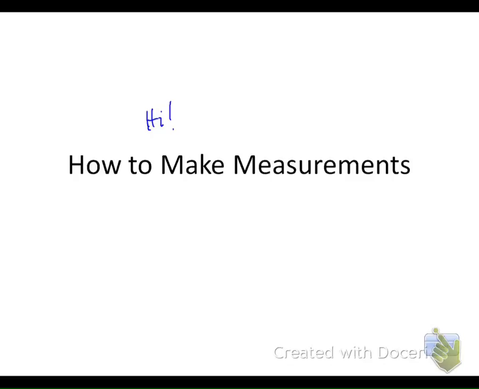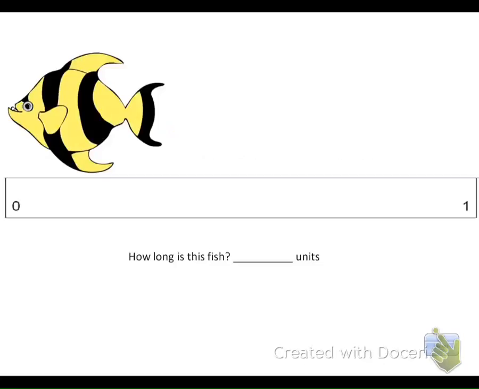Okay, if you missed the class where we did the ruler activity, or you just like to see the same thing done again with a different example, this lesson is going to teach you how to make a proper measurement. Okay, so we have this fish here, and we want to see how long this fish is. The ruler I have on the screen is just a pretty blank ruler. We call it blank ruler.